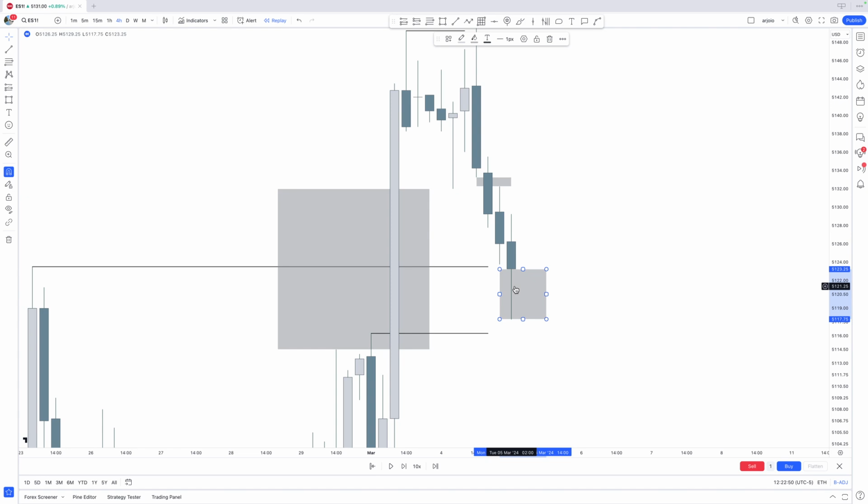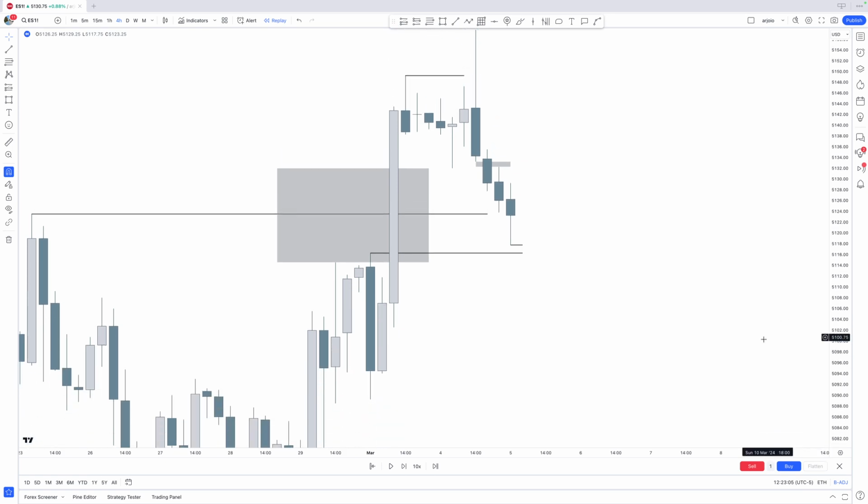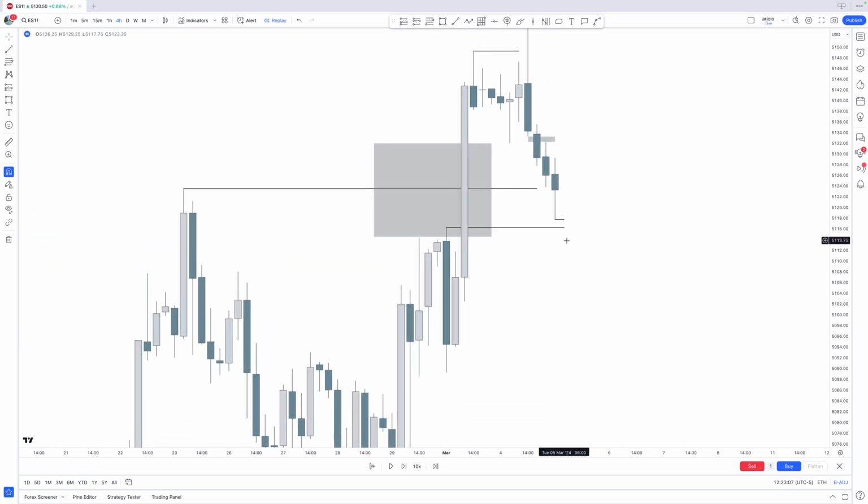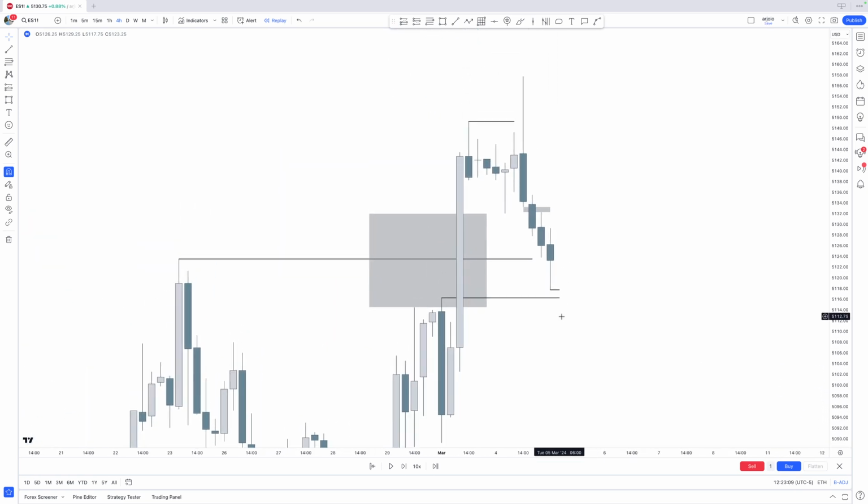If that does not happen and we take out the rejection, then we can say, all right, the rejection low right there is this previous candle low. Then we can say we are aiming for this area right there. But that also leads to the understanding that we are aiming a lot lower. Why a lot lower? That's also what we're going to go over later on.